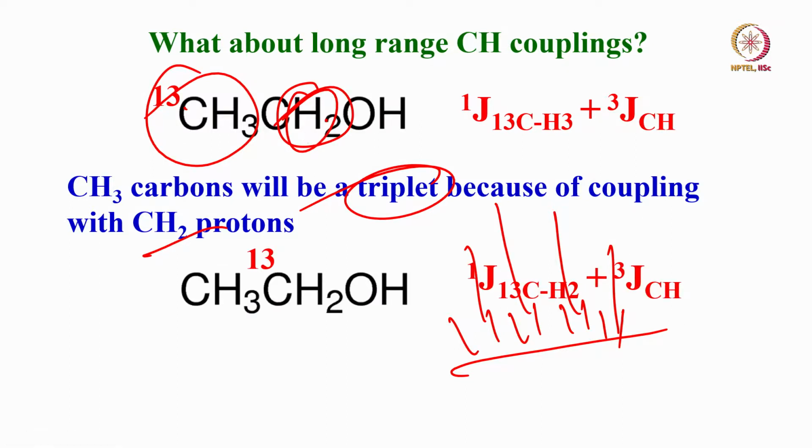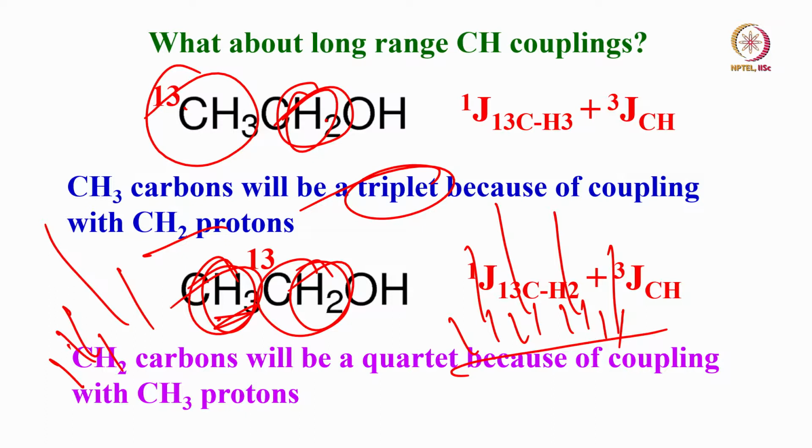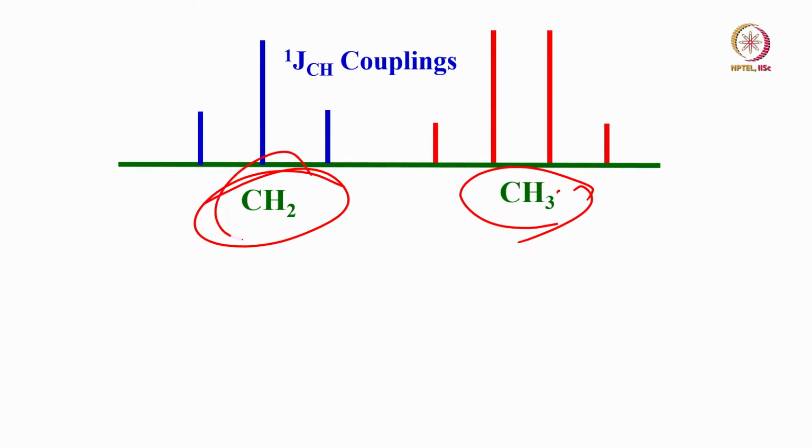Now what about this one? This is going to be a triplet because of 2 protons, and each line of the triplet is a quartet because of long range coupling to CH3 protons. So the CH2 carbon is first a triplet because of CH2 protons, and it is further split into a quartet because of CH3 protons. So taking into account only the one bond proton carbon coupling, for ethyl alcohol, CH3 will be a quartet, CH2 will be a triplet.